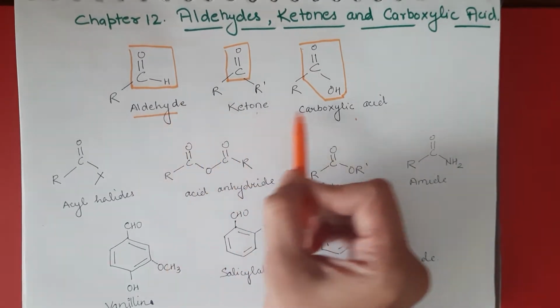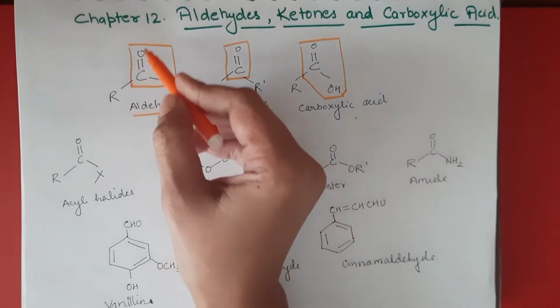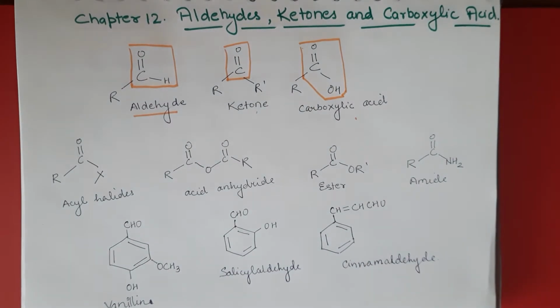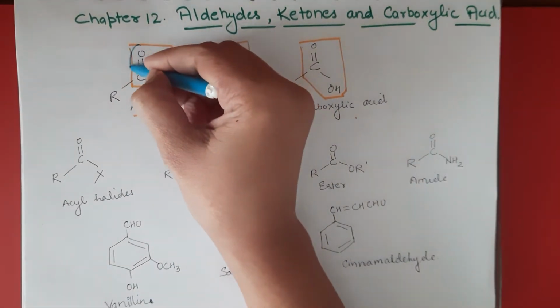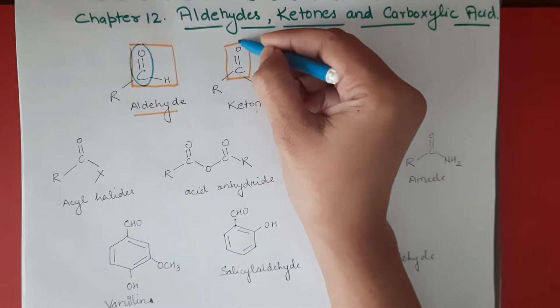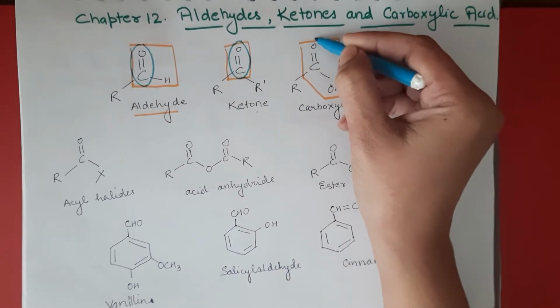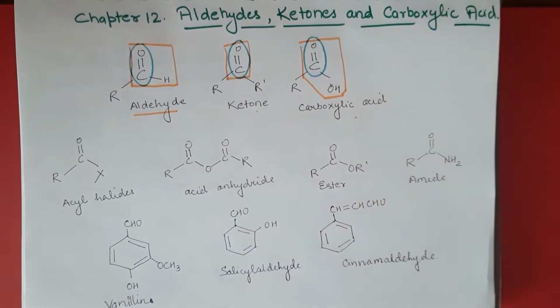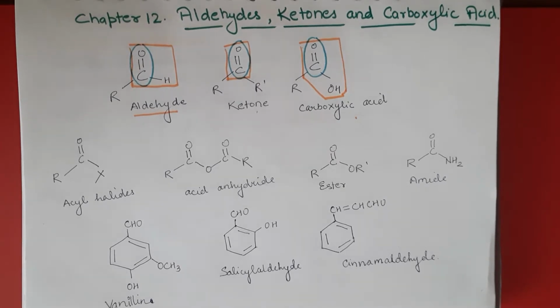So in all the three compounds, you are seeing CO is common. Right? C double bond O is common in all the three compounds. So in this chapter we are going to study basically the nature of these carbonyl compounds. We can also call aldehyde, ketone and acid carbonyl compounds because CO is present in all three: aldehyde, ketone and carboxylic acids.